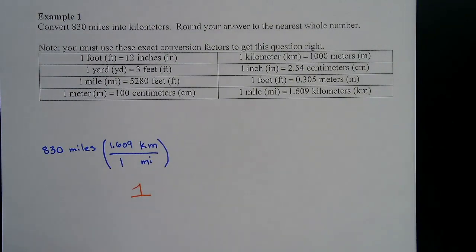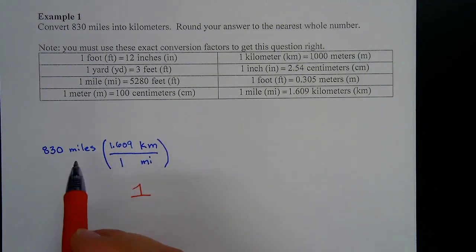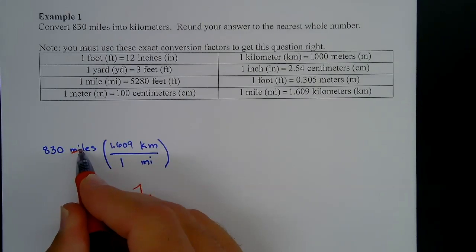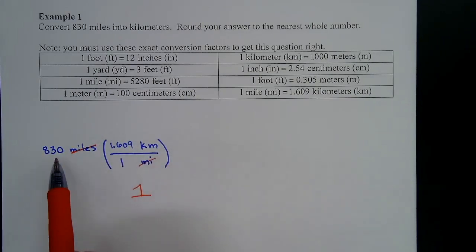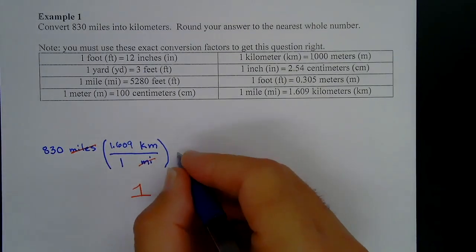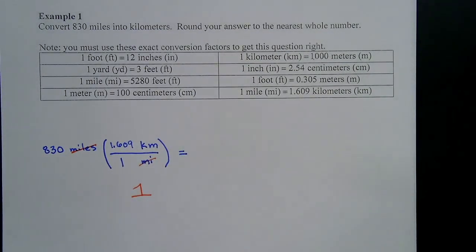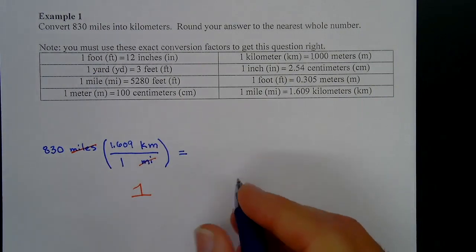However, we're going to be able to do some canceling of units. So this is miles written out and this is miles abbreviated. They still cancel and we're left with 830 times 1.609 kilometers. So this is equivalent to, and you'd grab a calculator. I'm grabbing my calculator right now, and I'm going to multiply 830 times 1.609. I don't expect anybody to know this off the top of their head.